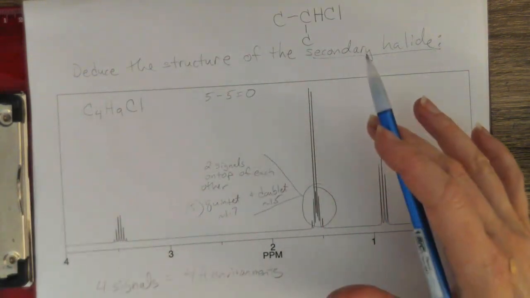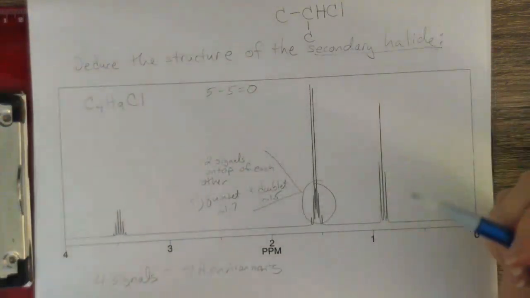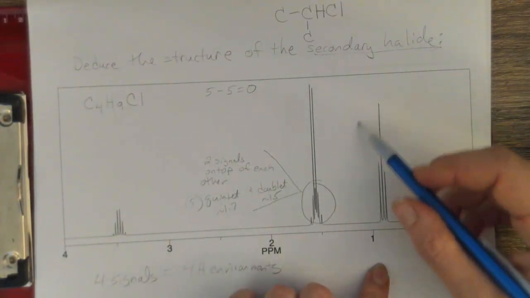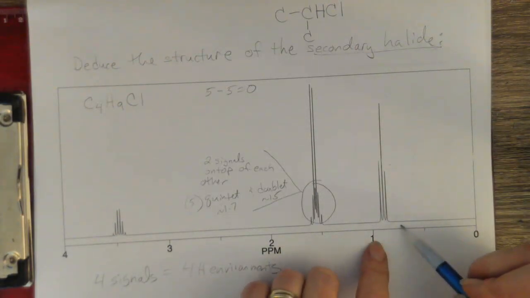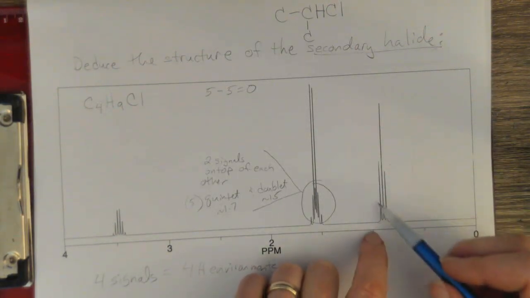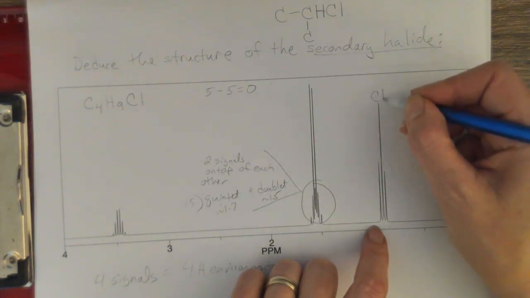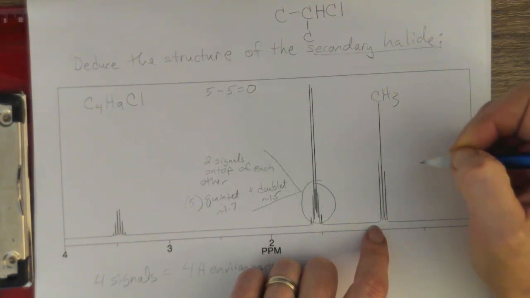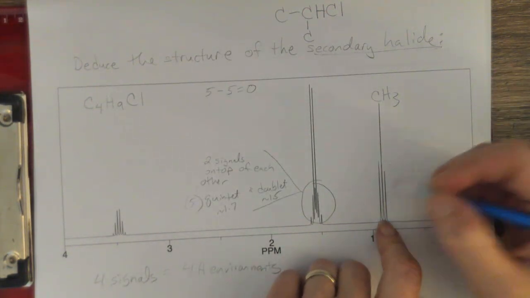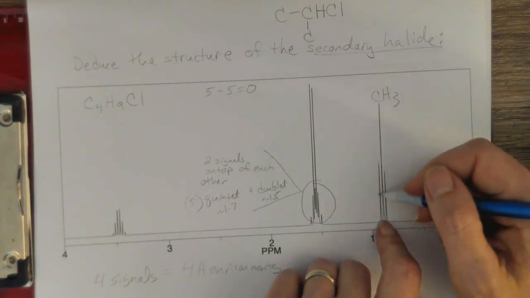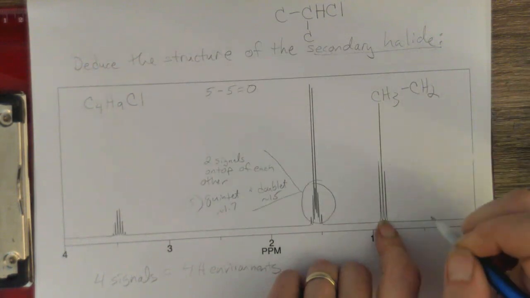Okay, so after the number of signals, we want to look at the chemical shifts. And my preference is to do the extremes first and then work my way in. The signal that's the farthest upfield, and it happens to be just below 1 ppm, this is where I expect to see CH3s, right? So I expect this to be due to a CH3. And after we evaluate the chemical shift, we evaluate the splitting. Well, this is a triplet. That means it's attached to a CH2.